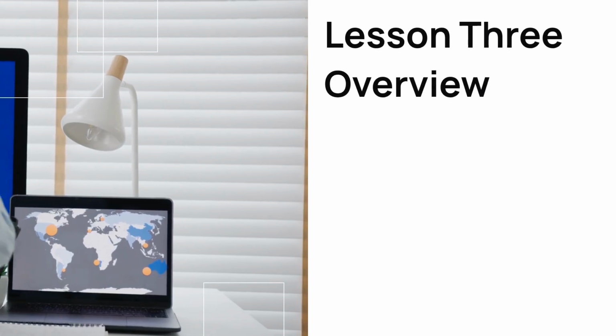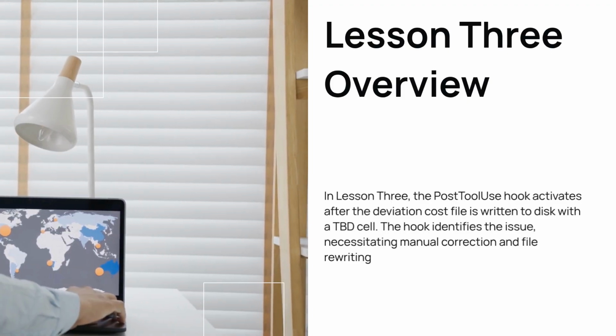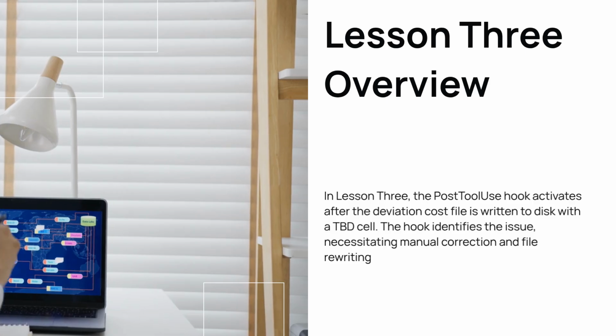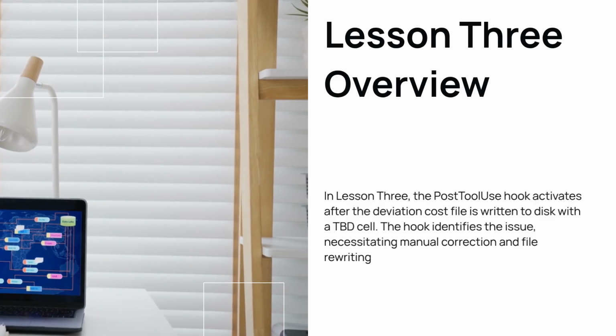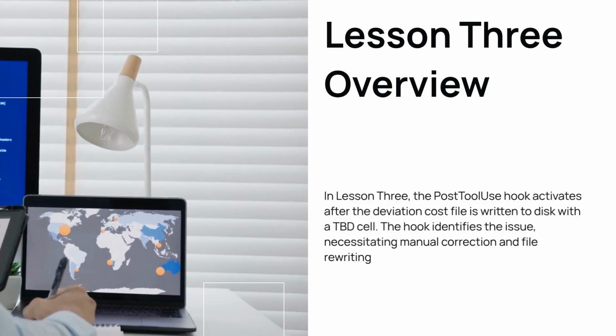Here is the distinction this lesson makes concrete. In Lesson 3, the PostToolUse hook fired after the deviation cost file was written. The file existed on disk with a TBD cell. The hook reported the problem. Someone then had to fix it and rewrite the file.